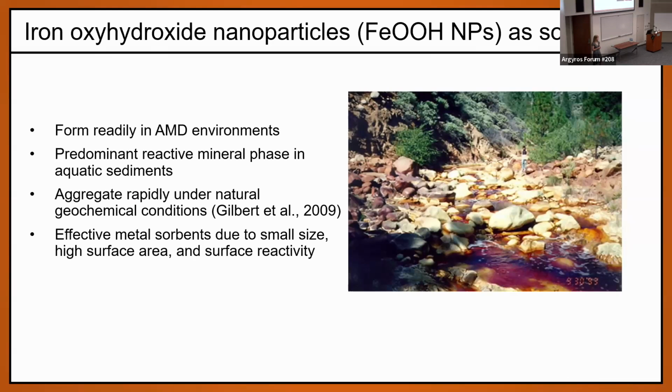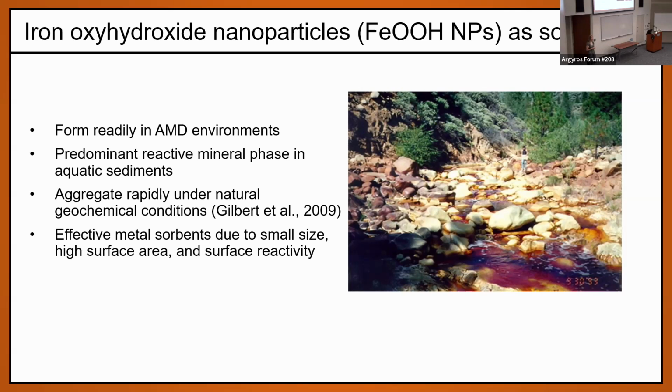So iron oxyhydroxides are effective sorbents of metals in natural environments. They form readily in these acid mine drainage environments. And they're the predominant reactive mineral phase in these environments, meaning that when you have ions floating around, they're what are going to sorb it.